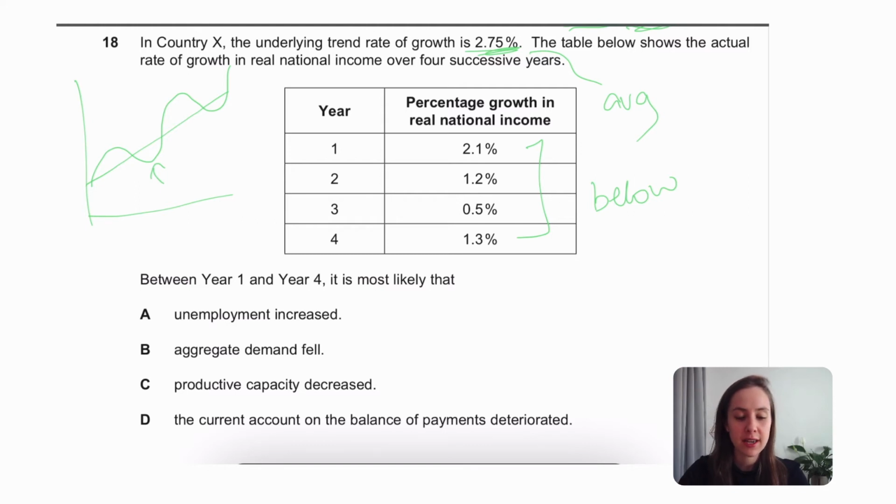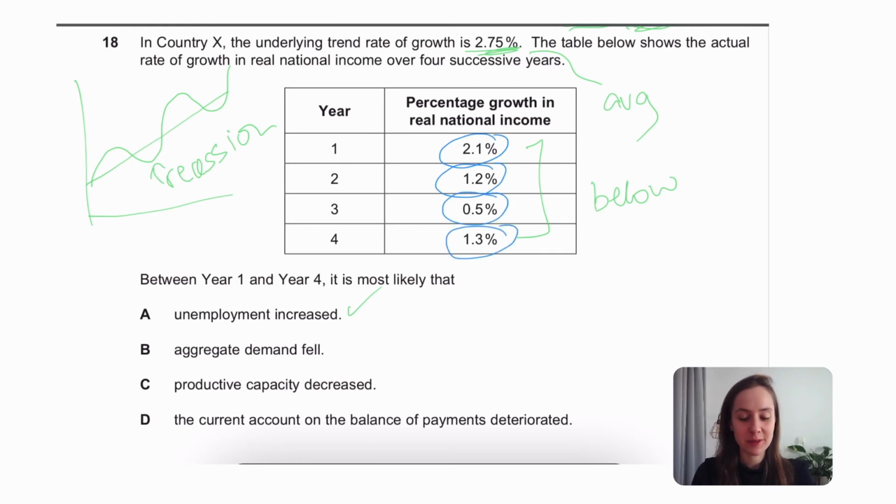Unemployment increased. Okay, so I know that we are below the potential, so in other words, we're probably in a recession or something like this. So that seems like a possible answer. Aggregate demand fell between year 1 and year 2. Difficult to... No, it hasn't, because there's always been growth.